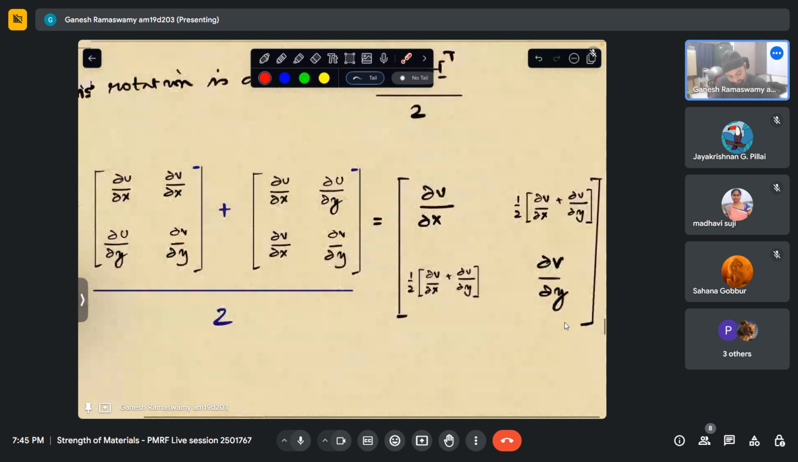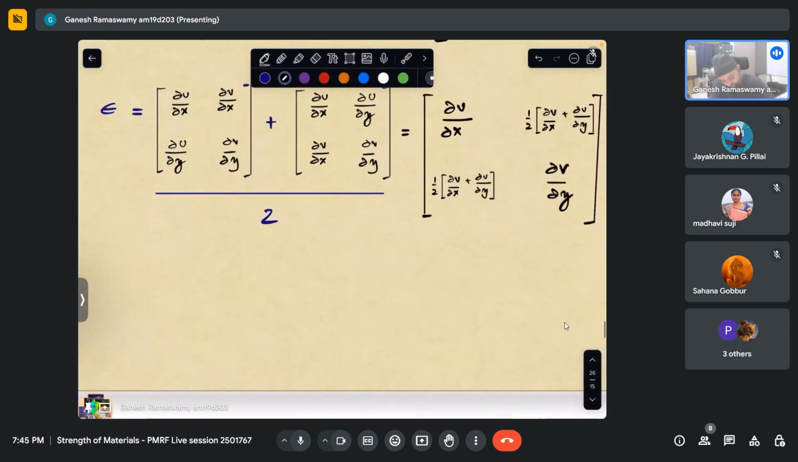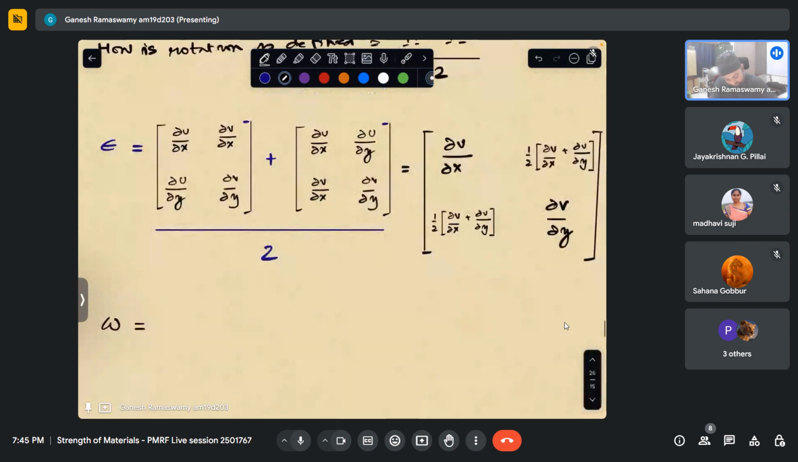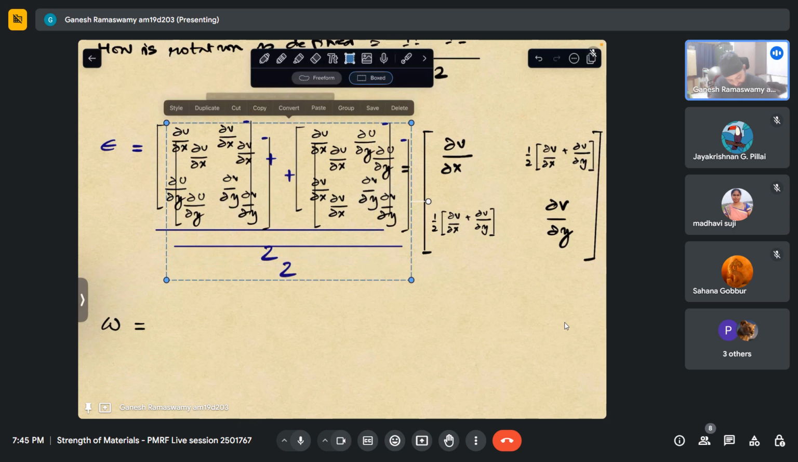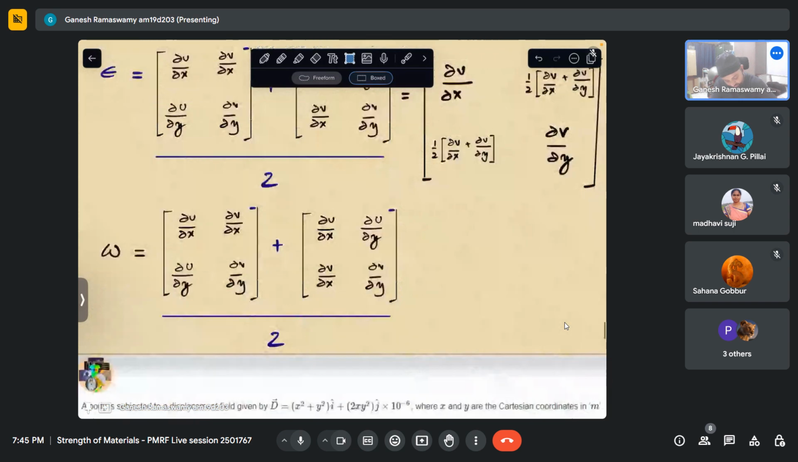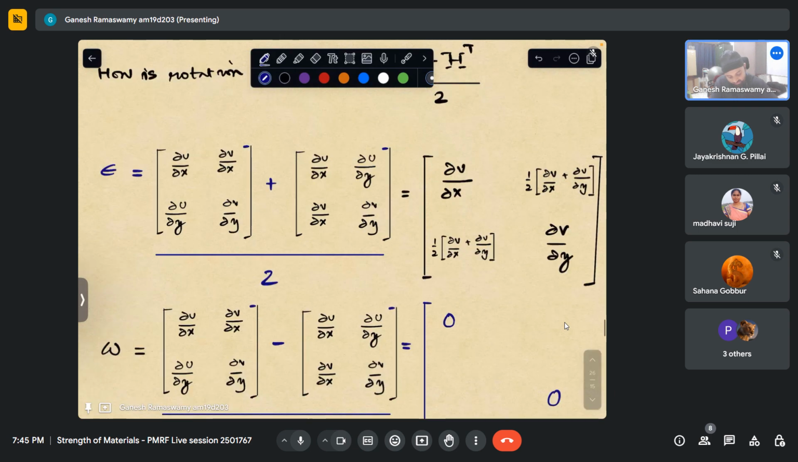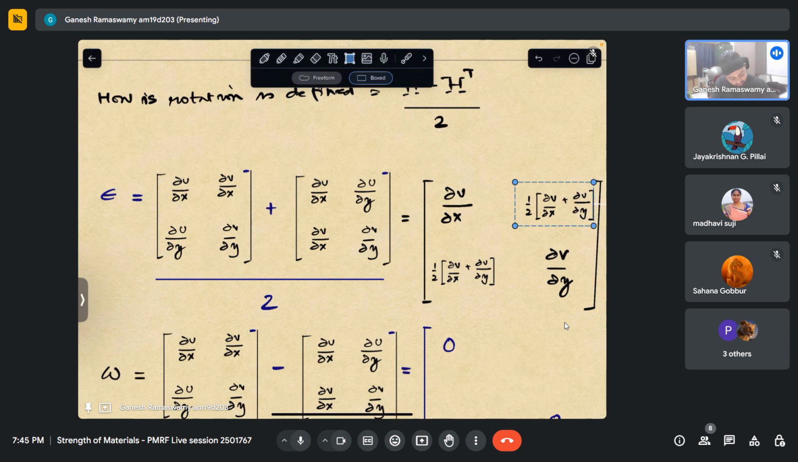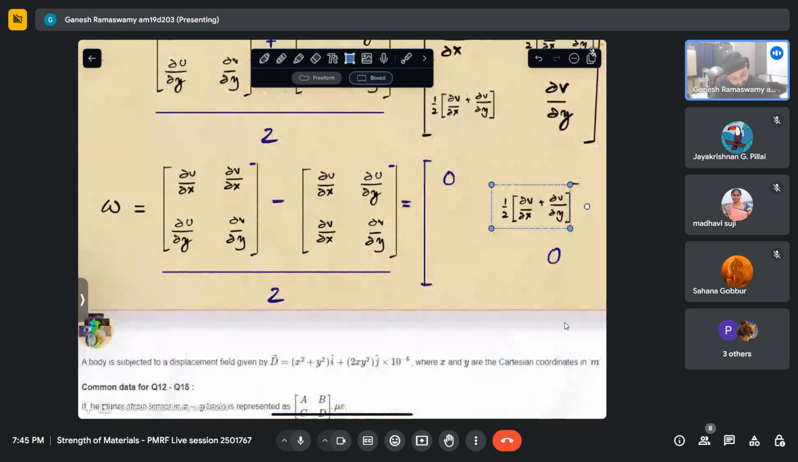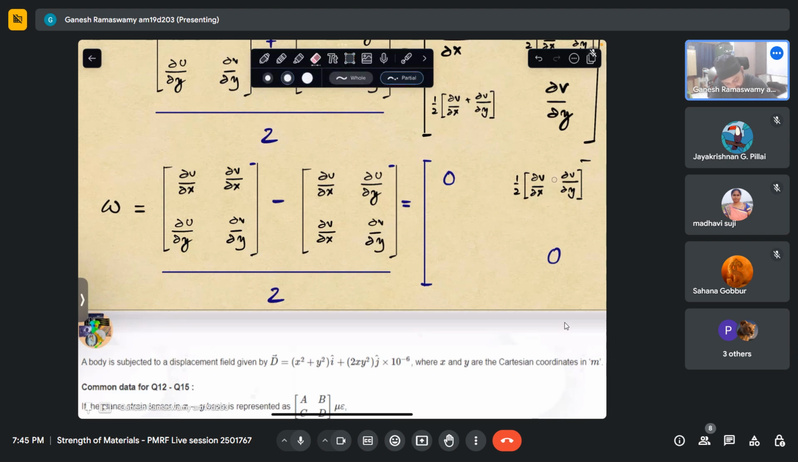Similarly, the rotation, which is given by omega, is H minus H transpose by 2. So I just have to take this, but I have to put a negative sign instead. So what will this come out to be? Naturally, my diagonal terms will disappear and the off-diagonal terms will be the same as them except for the sign being negative.